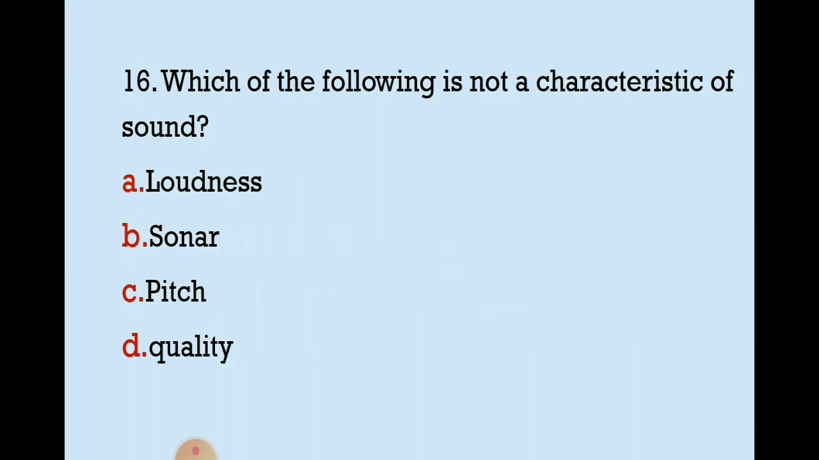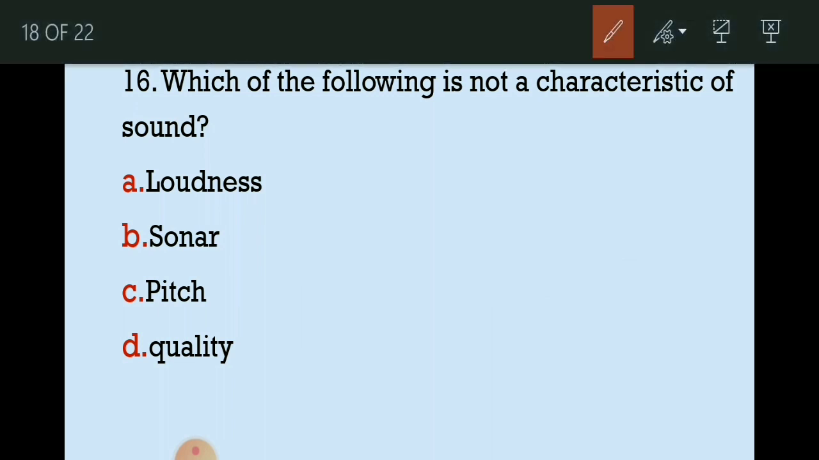Now next question, which of the following is not a characteristic of sound? Loudness, sonar, pitch, quality. Loudness, pitch, quality, these all are the characteristics of sound. Loudness means we can easily distinguish between a weak or feeble sound and a loud sound. Pitch means high pitch, low pitch; generally girls have a high pitch sound and boys have a low pitch sound. It is related to frequency actually. And quality means with the help of this characteristic we can easily distinguish between two sounds having the same loudness or the same pitch.